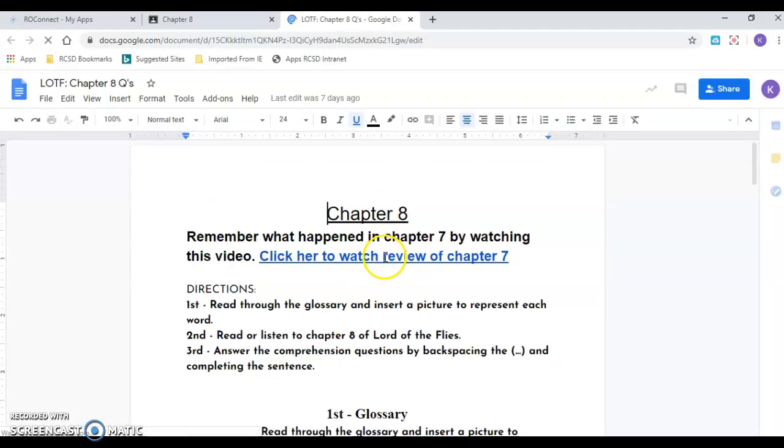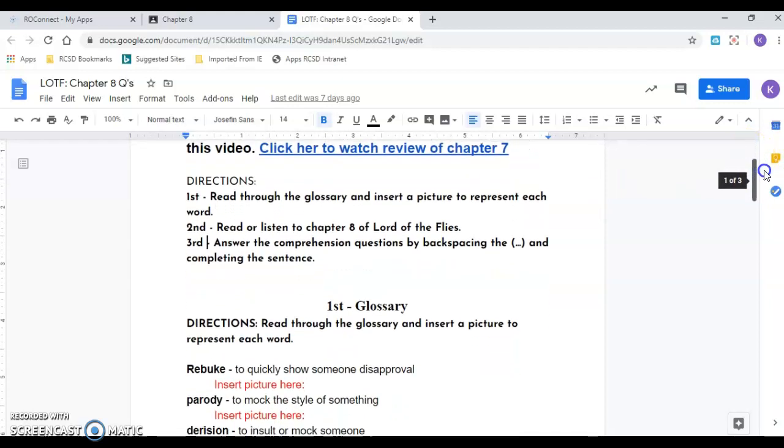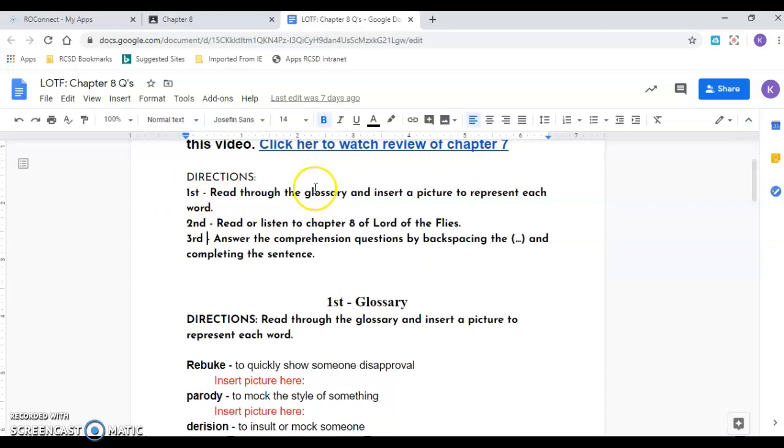So again, they have that review video there if you want to make sure that you have a chance to watch it. And then we just read those same directions, so I'll read them one more time. Read through the glossary and insert a picture to represent each word. Then read or listen to Chapter 8 of Lord of the Flies. And last thing, answer the comprehension questions by backspacing the blanks and completing the sentence. All right, we're in the glossary.